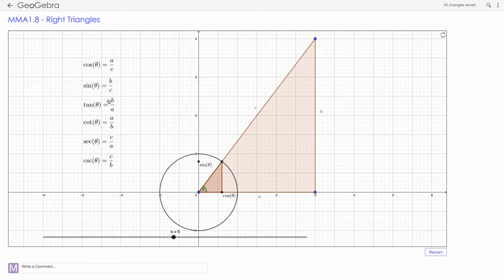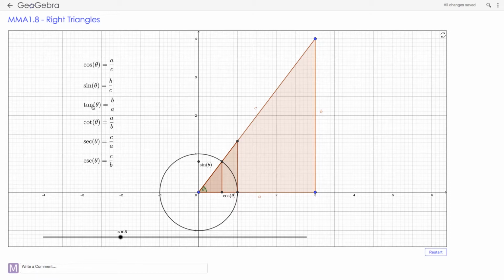Now, the tangent of theta can be calculated in different ways. One is to say, well, we want it to be the y-coordinate of this, right? What should we scale this with to get something of length 1? Well, we should divide the a by a, right? And what is the height then? It's b divided by a. So that would be our tangent: b divided by a.